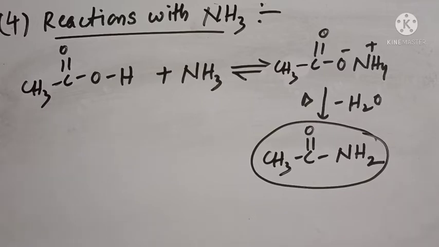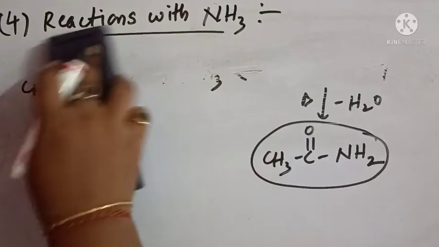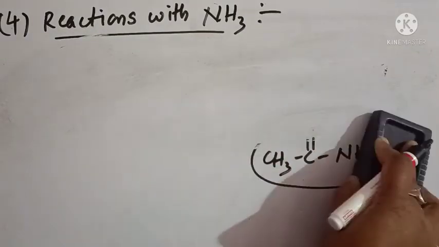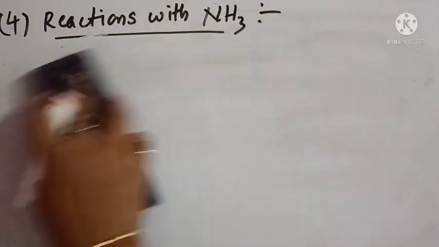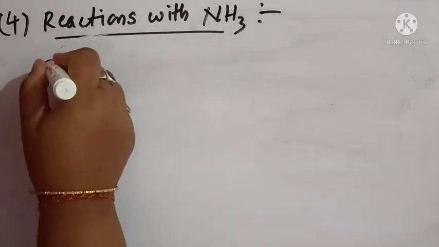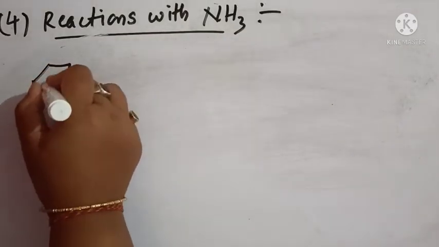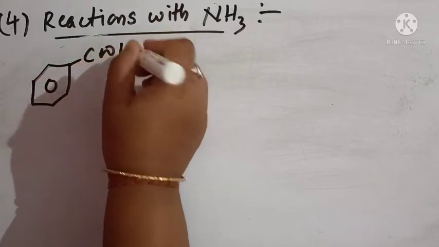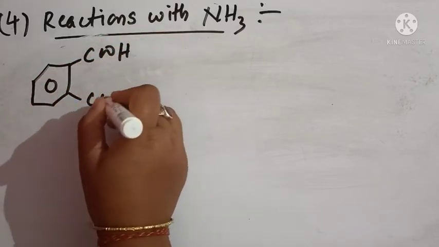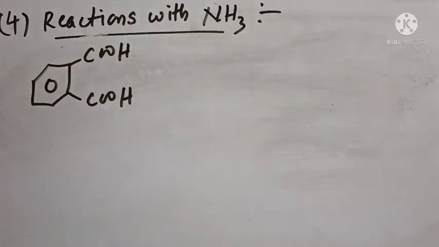So in that case, let us now see how we can get phthalimide from another starting material. Phthalimide comes from phthalic acid. Phthalic acid is the compound in which two carboxyl groups are present at the ortho position of the benzene ring.